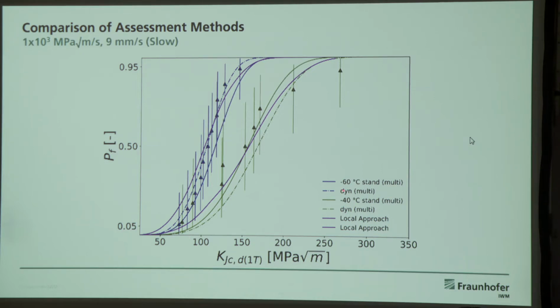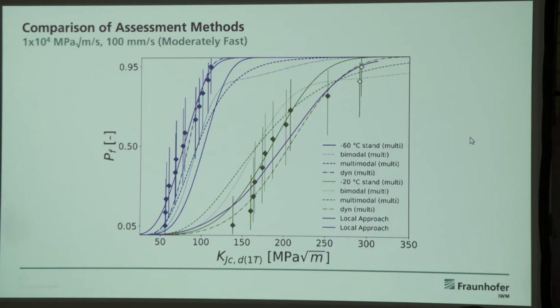The dynamic master curve, which is the dashed dotted line, ends up being a bit better fit now, but you can still see here that it's not quite ideal. Here it's pretty good. And the local approach again is very accurate, even though it's a little bit over conservative here at the beginning, but it's still overall very predictive.